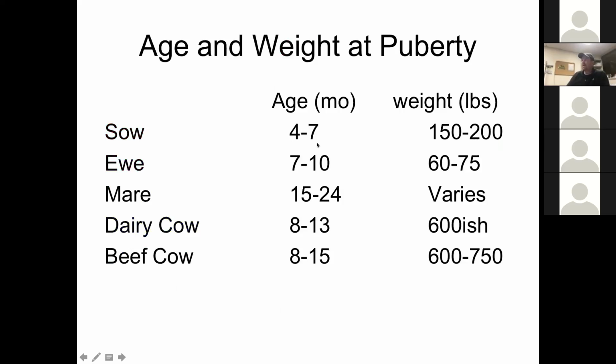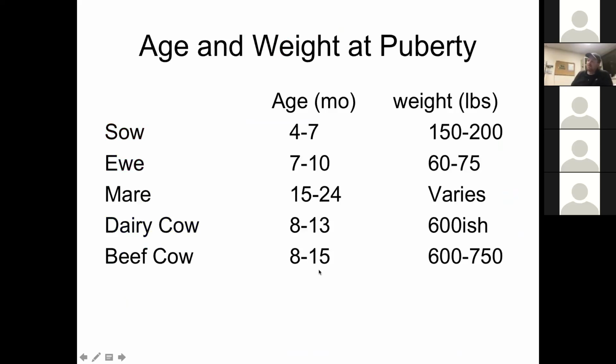So if you look at the ages, the sow, those sows reach puberty between 4 and 7 months, somewhere around 150 to 200 pounds. Okay, a ewe is going to be 7 to 10 months, 60 to 75 pounds. Okay, a mare, 15 to 24 months, the weight varies. Okay, dairy cows, 8 to 13 months, somewhere around 600-ish pounds. Beef cows, 8 to 15. And there's a huge range in there.